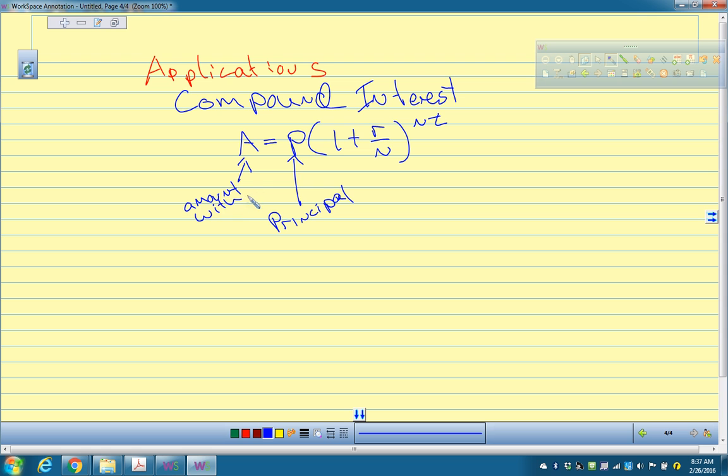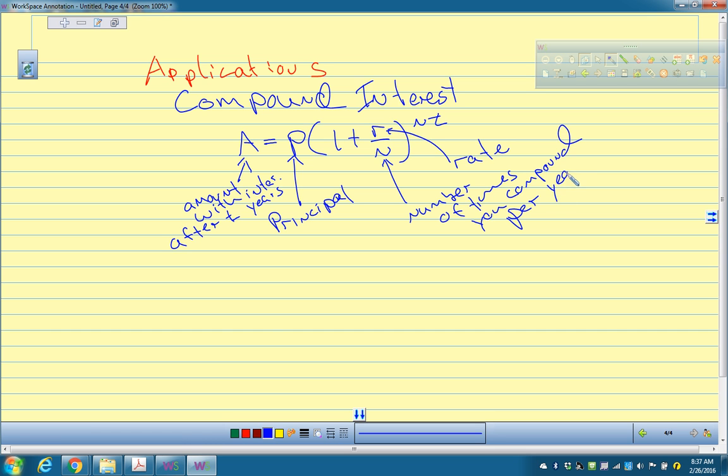This is the amount with interest after t years, okay? And r is the interest rate. That's the rate. This is n, number of times you compound per year, okay? Sometimes they call that per annum, A-N-N-U-M, right? And this is t, okay? So this n and this n are the same numbers, okay? And this is the time invested, okay?